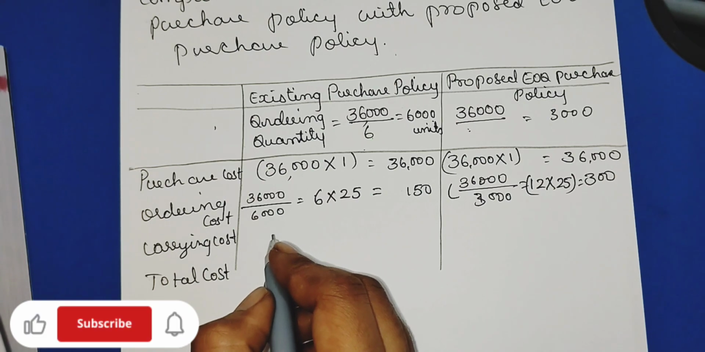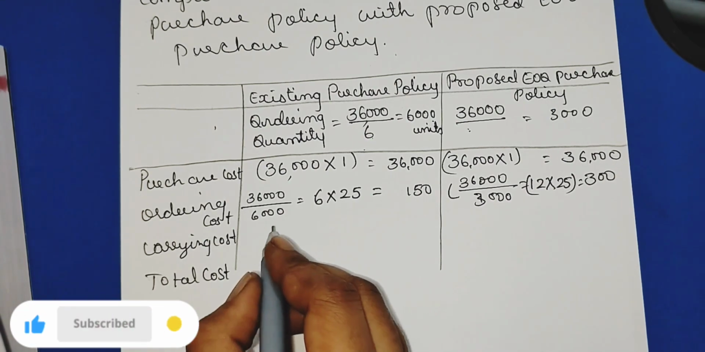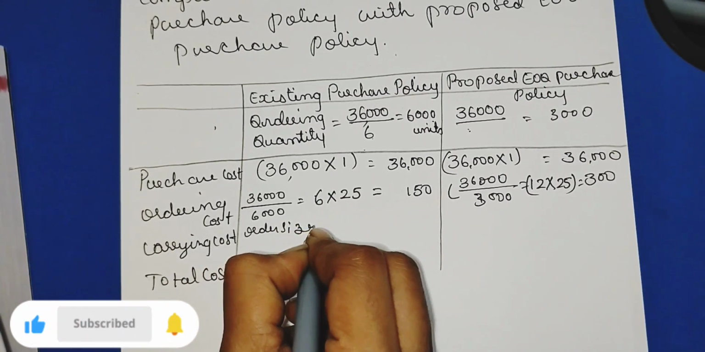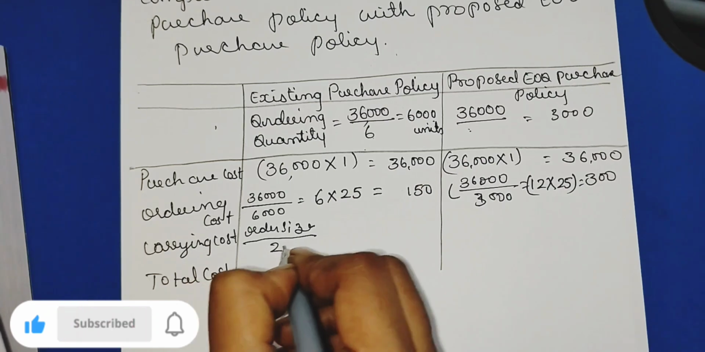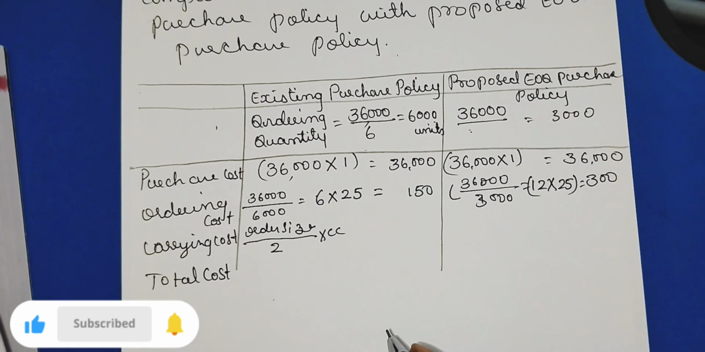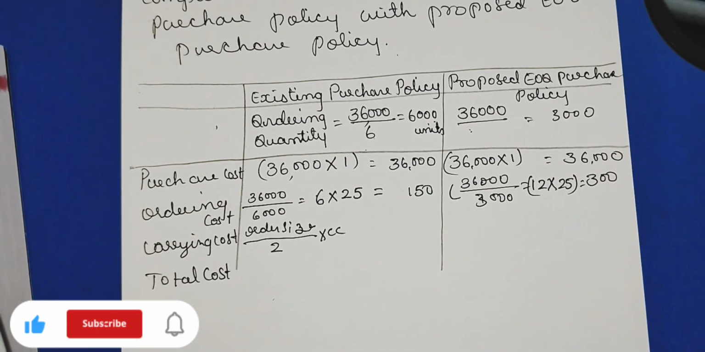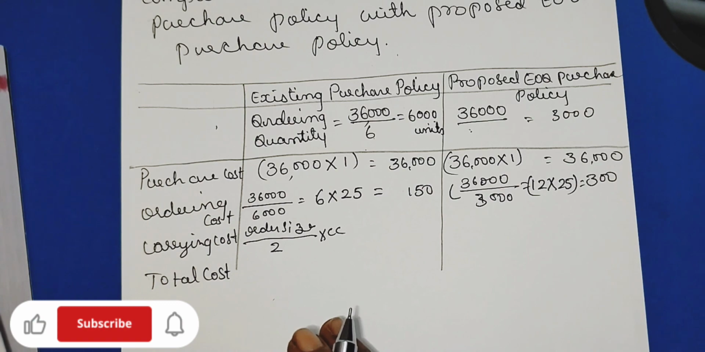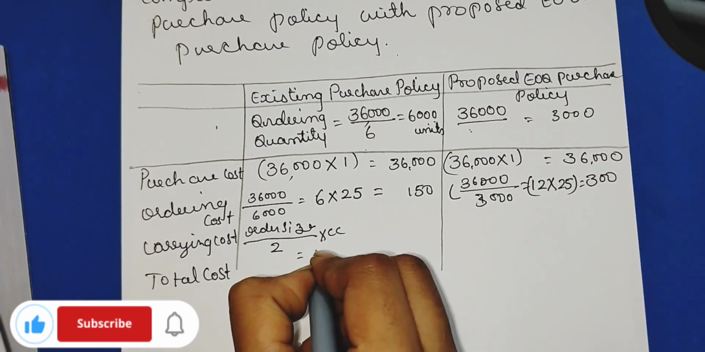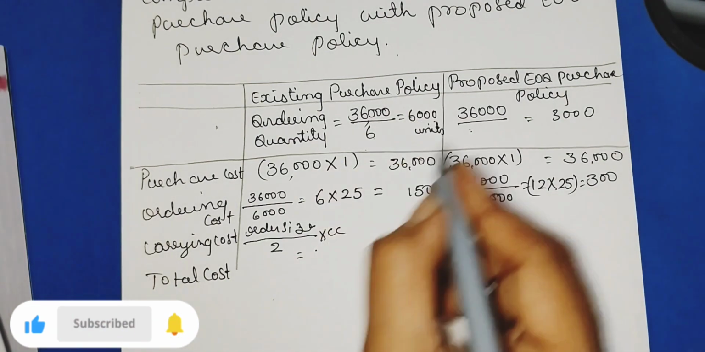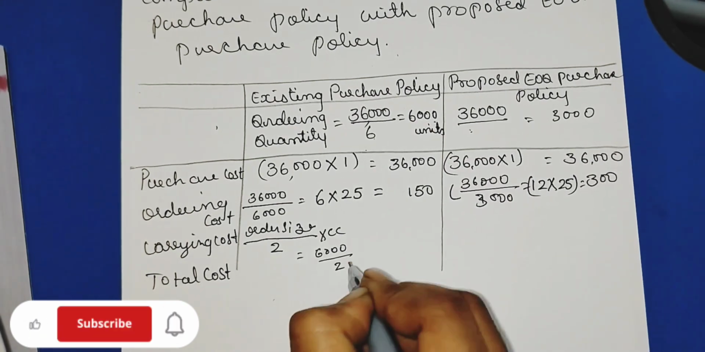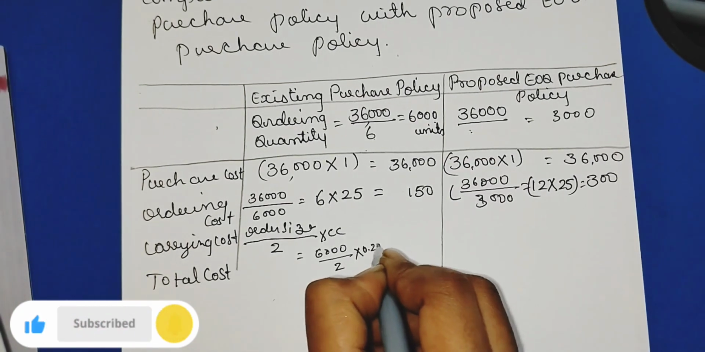So how are we calculating the carrying cost? The formula is order size divided by 2, into the given percentage, the carrying cost. Otherwise, if they have given the cost per unit, we calculate on that. Okay, carrying cost. So order size, here we are ordering how many units? 6,000 units. That is our order size, divided by 2 into 0.20.